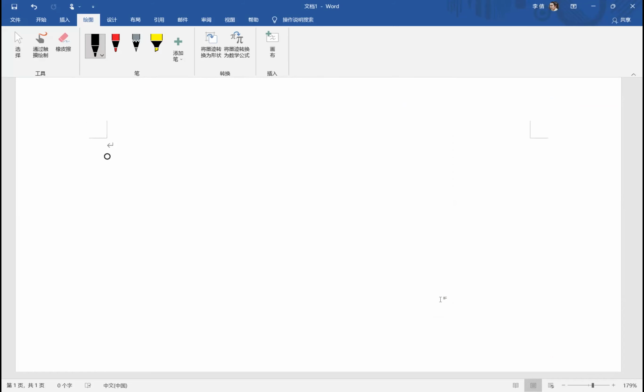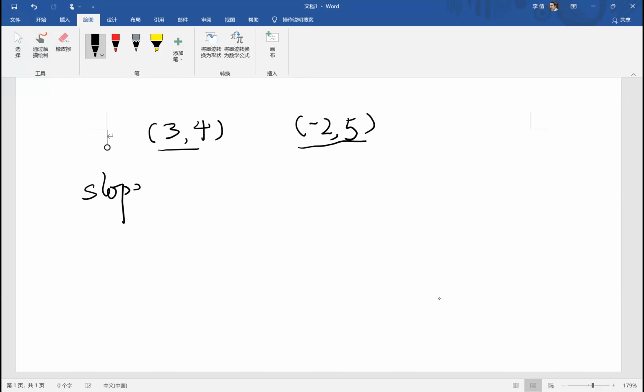Okay, let's see this exercise. This exercise means this line passes through two points, right? Can you hear me? Yes, ma'am, we can. This line passes through two points. The first point is 3, 4, and the other point is -2, 5. As we studied, if a line passes through two points, we need the slope of this line, right?